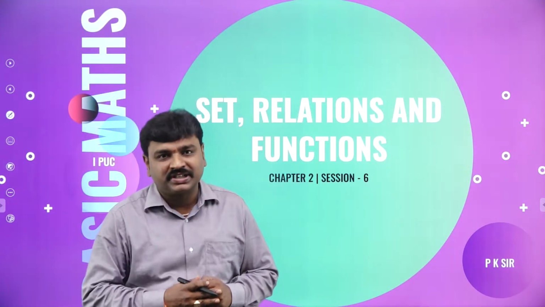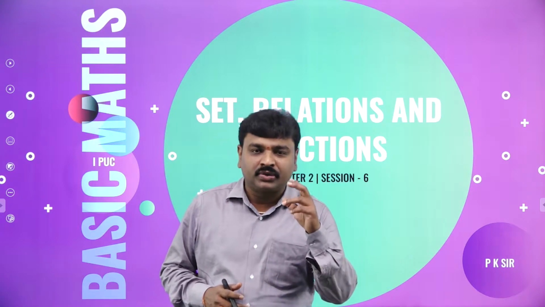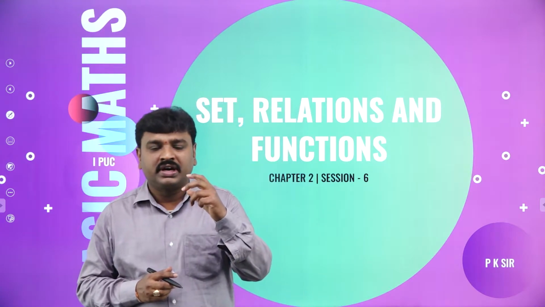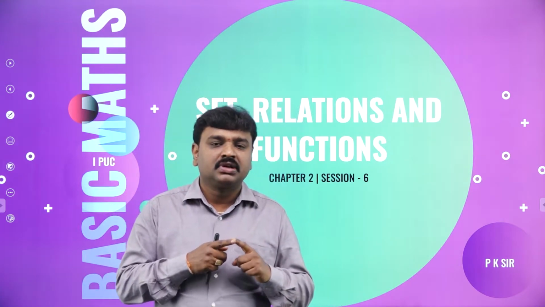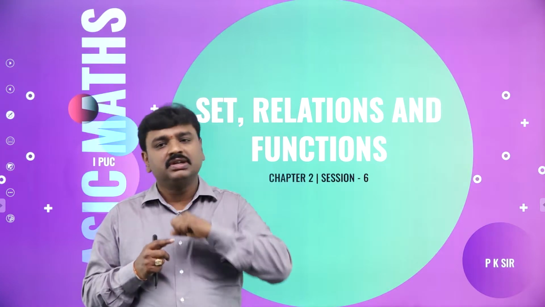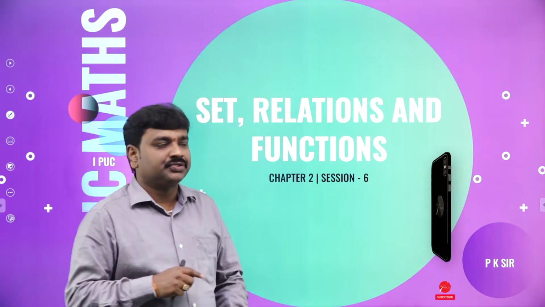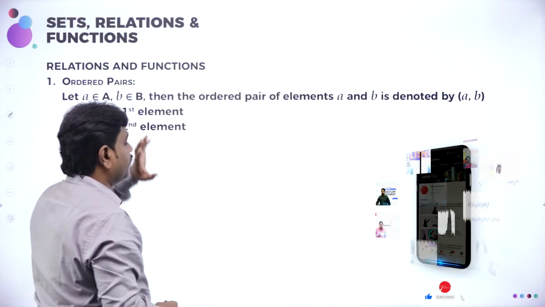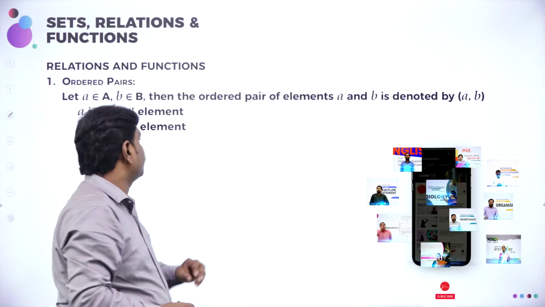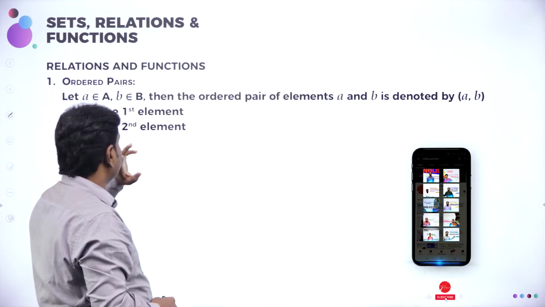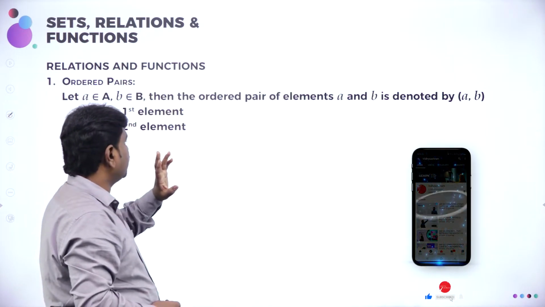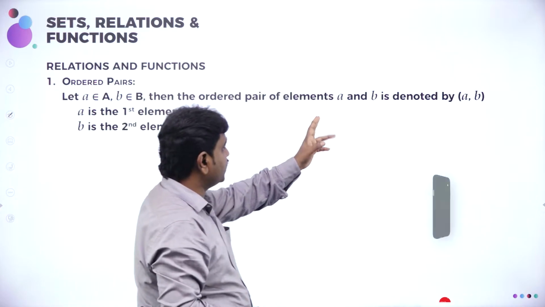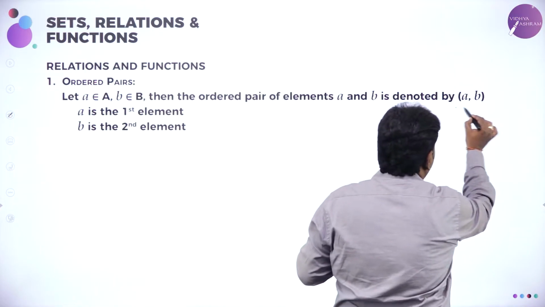Welcome to the session, dear students. In today's class, we'll go ahead with Cartesian product and problems based on Cartesian product. So now, ordered pair. First we should know what is an ordered pair. Let a belong to set capital A and b belong to capital B, then the ordered pair of elements a, b is denoted by (a, b).